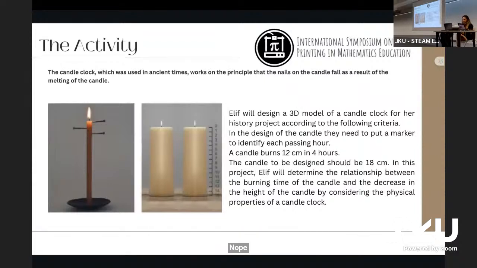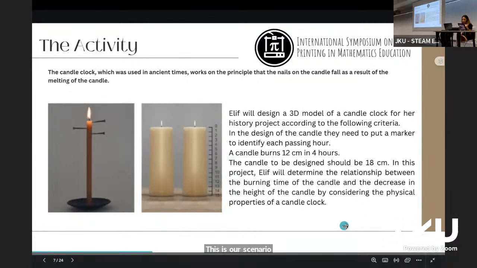For the learning activity, we used the idea of a candle clock from ancient times. This clock works on the principle that the nails on it fall when the candle melts. This is our scenario. The students designed the candle clock according to the given problem.